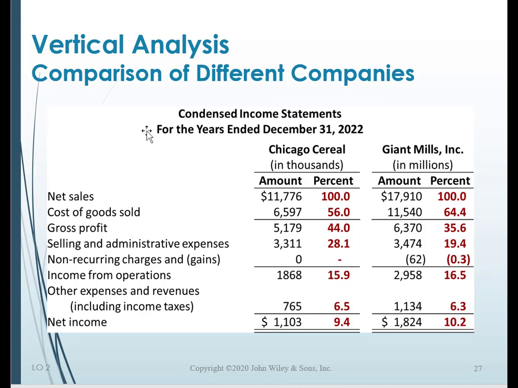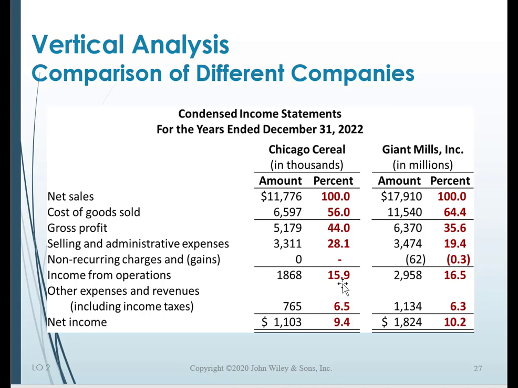And again, here it is for different companies now. So now we're looking at Chicago Cereal versus this company, Giant Mills. And what can we see? Well, look, Giant Mills' cost of goods sold is 64% and ours is 56%. So we produce our products at a lower cost than they do. But on the other hand, look at this. Selling and administrative expenses, the other expenses of running the company, were almost 7% higher.